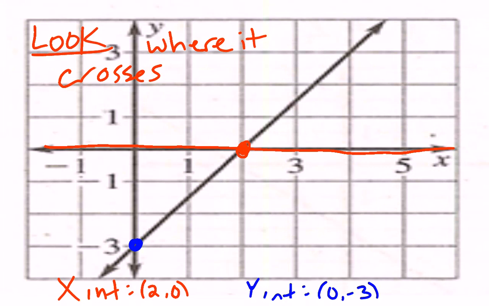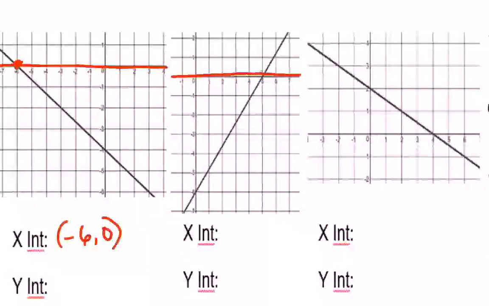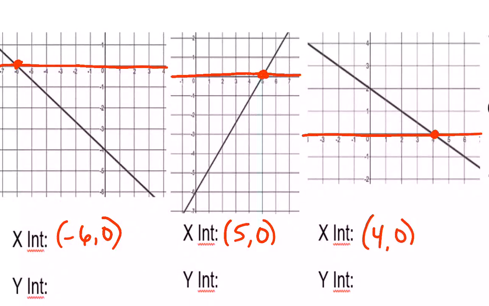So I want you to pause the video and try the next 3 graphs identifying the x and y intercepts, and press play when you're ready to go on. So x-intercepts, once again, are where it crosses the x-axis. So it crosses the x-axis in the first graph at -6, 0. I'm going to go horizontally. The next one hits the x-axis at the point 5, 0. And the last one hits the x-axis at the point 4, 0.